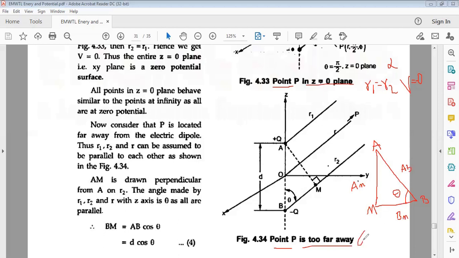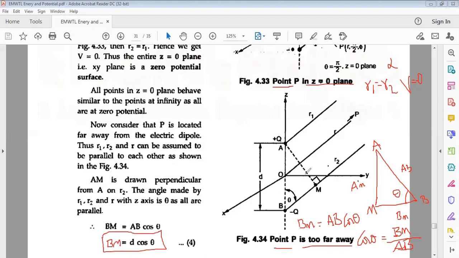So what is cos theta now? Cos theta is the adjacent side by the hypotenuse. The adjacent side is BM, and the hypotenuse is AB. So BM is equal to AB into cos theta. AB cos theta. This line is AB. What is the distance of AB here? The length of AB is d. So BM is equal to d into cos theta.